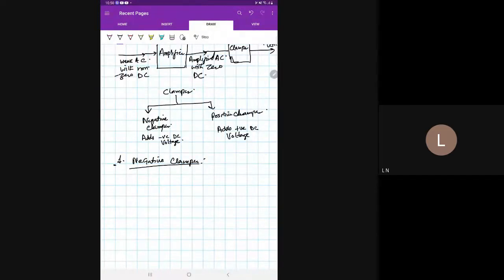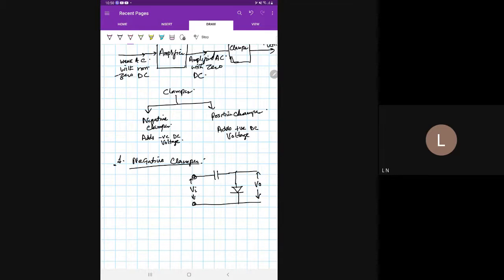Negative clamper circuit. Now here, the circuit looks like this. You have a capacitor here, and then you have a diode in parallel with the output, and our output is here, V output. This is our input here, V input.